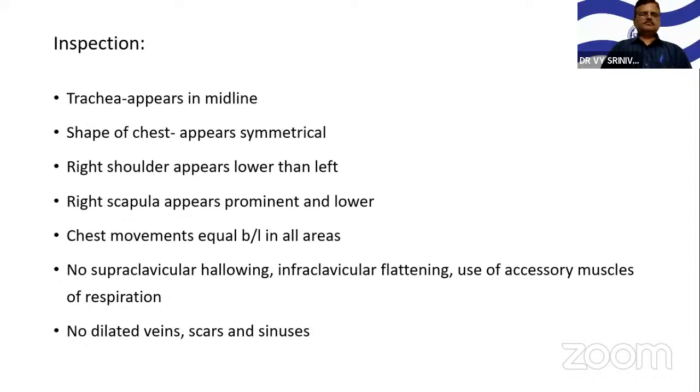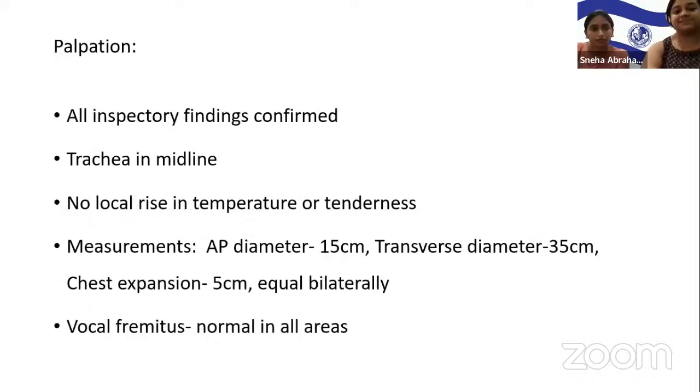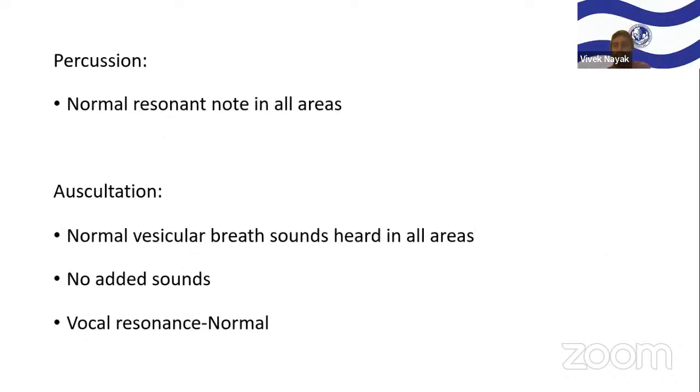On palpation, all the inspectory findings were confirmed. The trachea is in the midline. There was no local rise of temperature or tenderness. The anteroposterior diameter was found to be 15 centimeters. The transverse diameter was found to be 35 centimeters with a chest expansion of 5 centimeters, which was equal bilaterally. Vocal fremitus was normal in all the areas. On percussion, a normal resonant note was found in all the areas. On auscultation, normal vesicular breath sounds were heard in all the areas. There were no added sounds and the vocal resonance was normal.